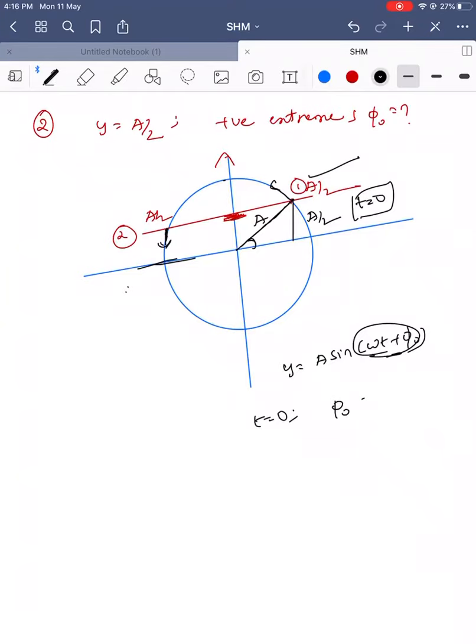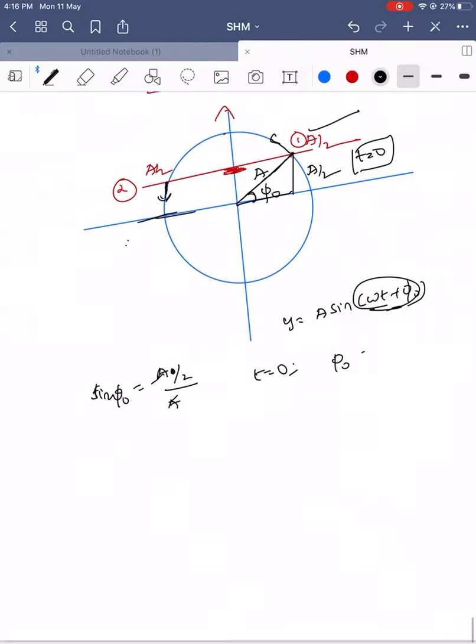So here it is showing some angle, and this is phi naught, the initial phase. So sin phi naught is equal to a by 2 by a, so sin phi naught is equal to 1 by 2.